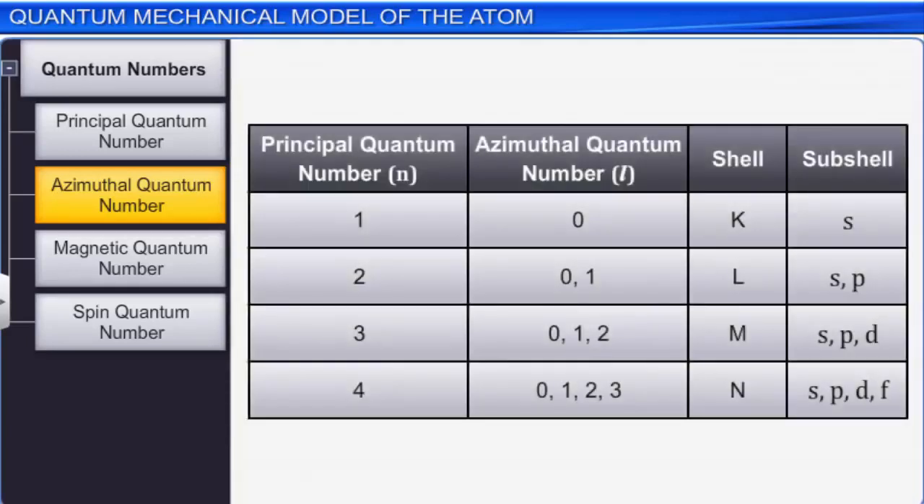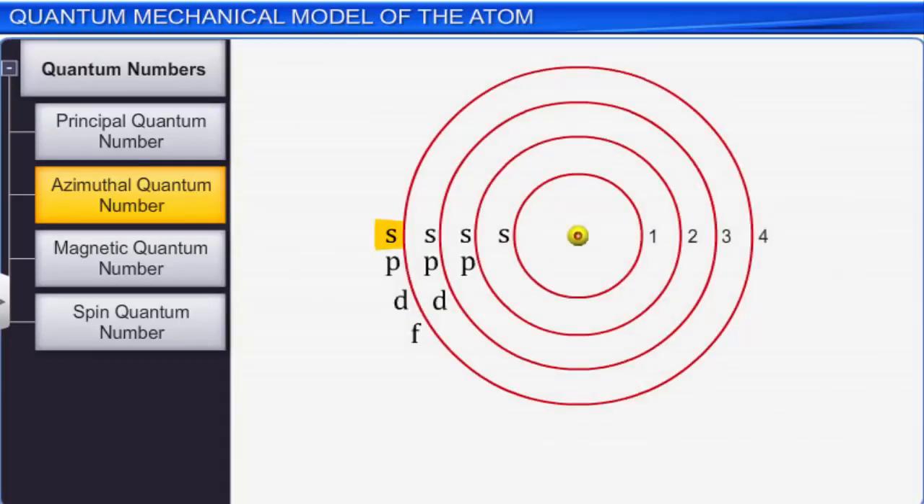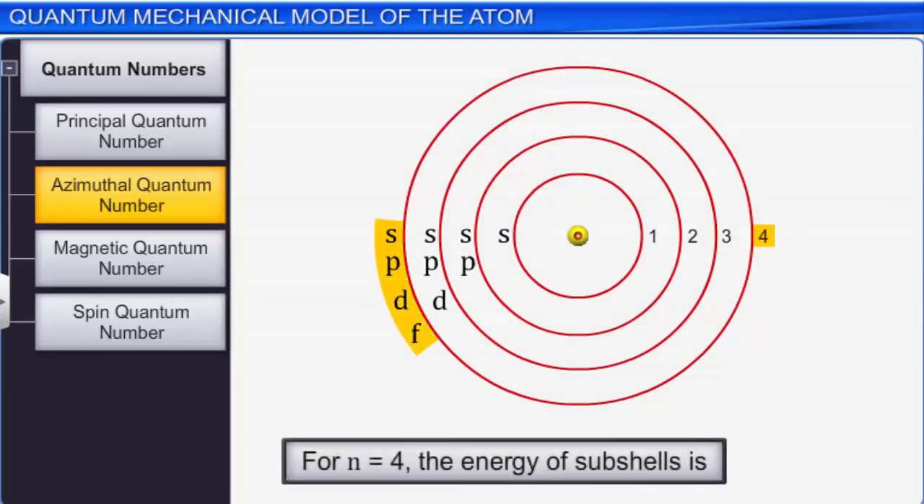Thus, the subshells in the K shell for n is equal to 1 is S. In the L shell with n is equal to 2 are S, P. In the M shell for n is equal to 3 are S, P, D. In the N shell for n is equal to 4 are S, P, D, F, and so on. The S subshell has the lowest energy, and the energies of the subshells within the same principal shell follow the order S less than P less than D less than F.